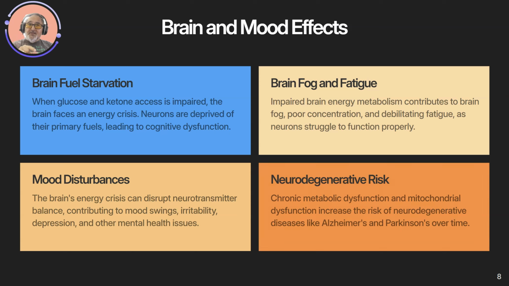Brain and mood effects also are a clue. The brain is especially vulnerable. It relies on a steady stream of energy supply. But when insulin blocks ketone production due to high circulating insulin and glucose can't get in, neurons face an energy crisis. This leads to brain fog, mood disturbances, fatigue, and impaired cognition.